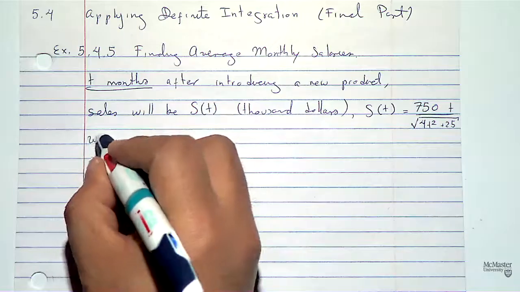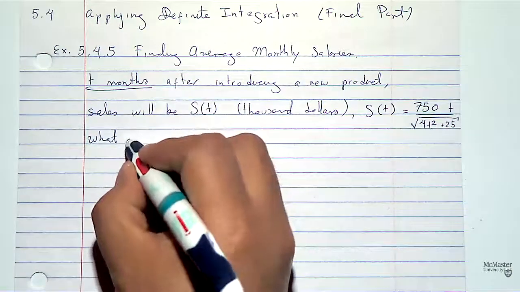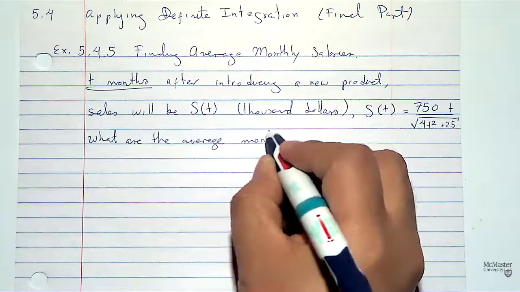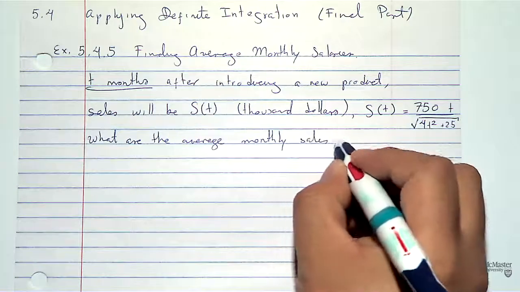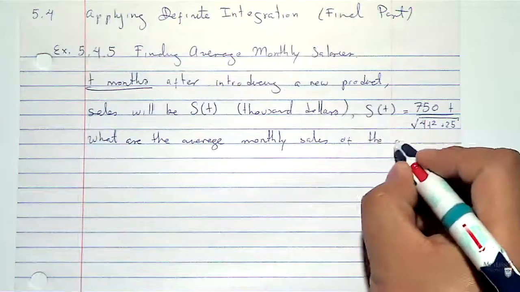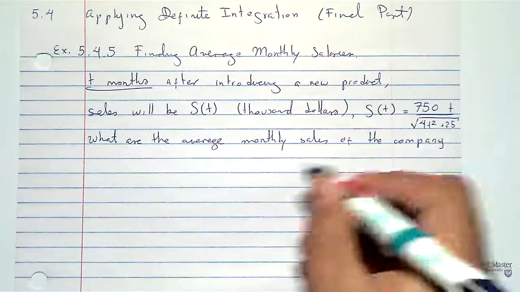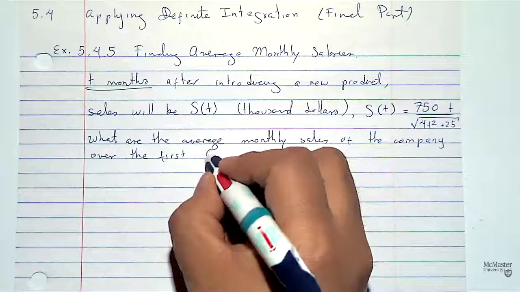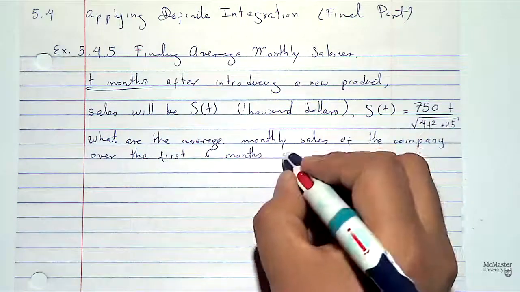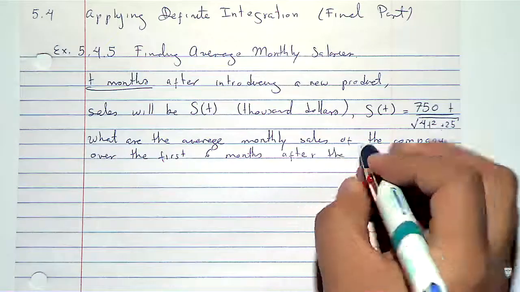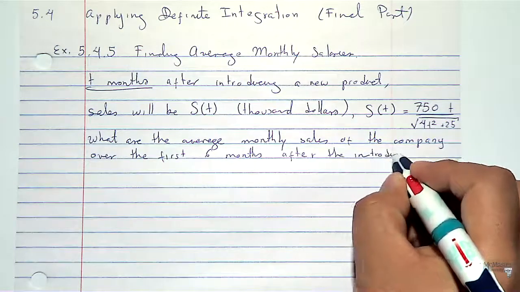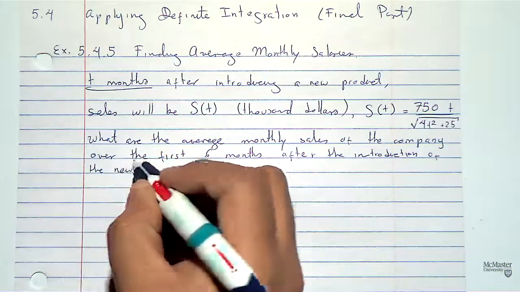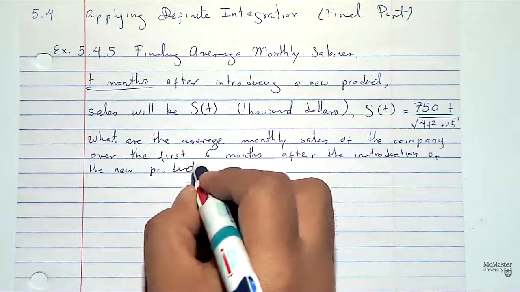And the question is, what are the average monthly sales of the company over the first 6 months after the introduction of the new product? So the new product is incidental as far as the math is concerned.